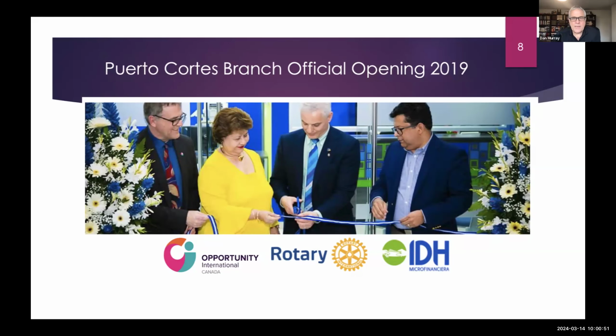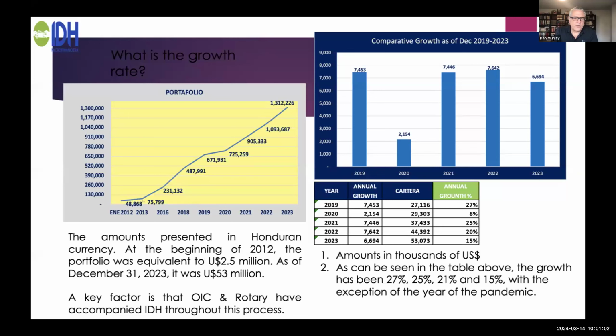Just a quick, this slide I think you'll find quite interesting. This is our partner IDH and what their journey has looked like over the 10 or 12 years that we've been doing this project. And I think what's really interesting is if you look back at the portfolio chart, you can see the size of their portfolio in Honduran currency, it's equivalent of about $2.5 million back in 2012. And as of the end of 2023, it was at $53 million.